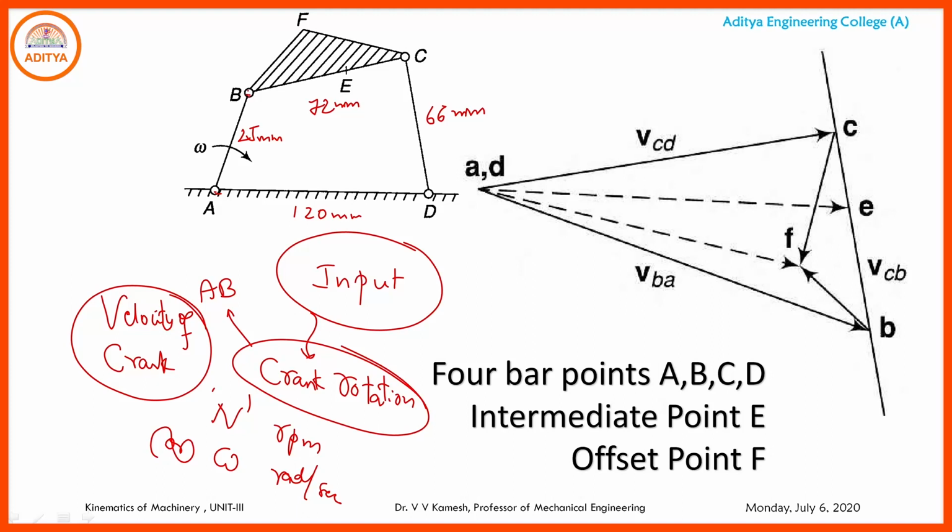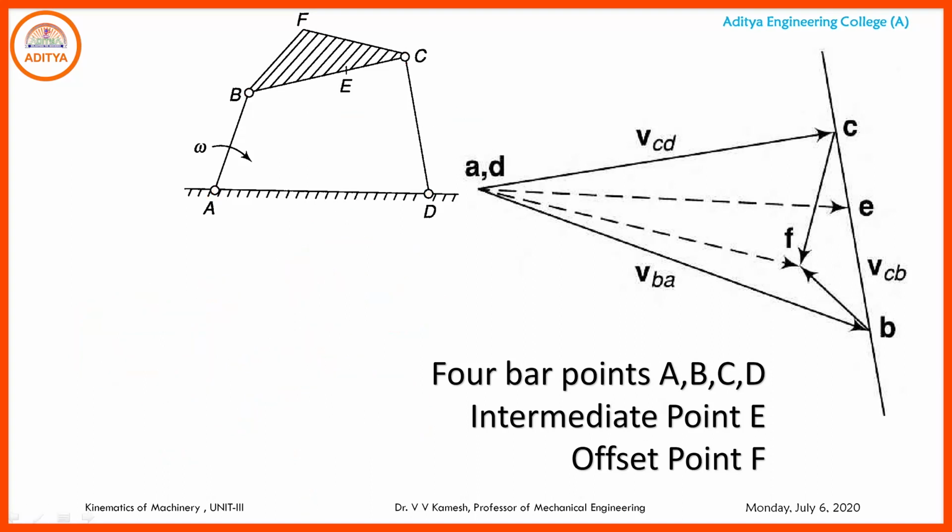Now, how are the velocities of different points B, C, D? A is fixed and D is fixed, so the velocity of A will be 0 and the velocity of D will be 0. All elements that have zero velocity are taken as a single point in the velocity diagram. That means A and D. So, initially we will take A, D to represent a single point in the velocity or configuration diagram.